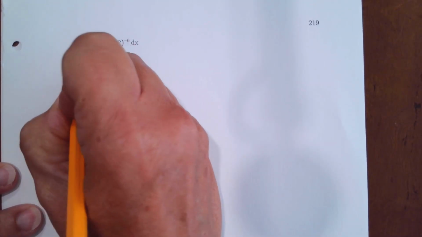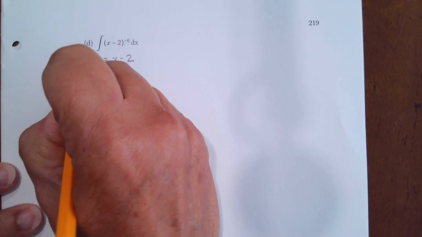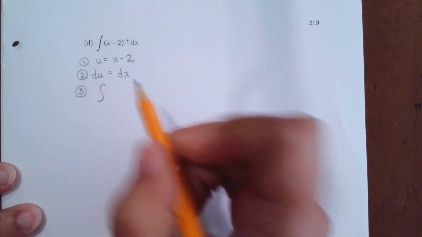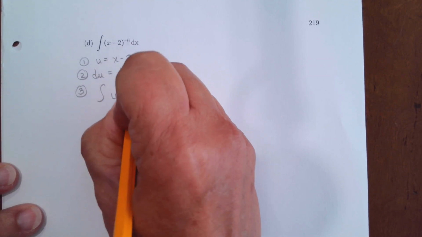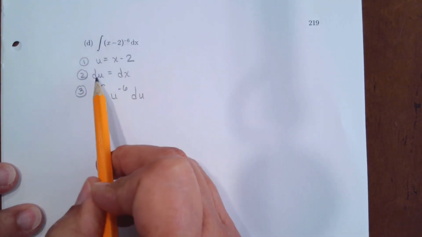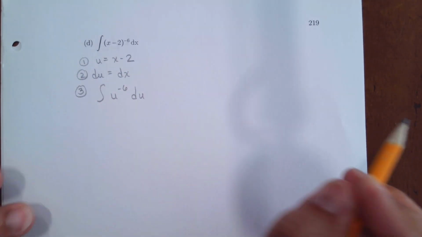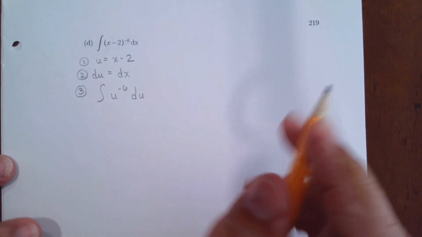Okay, so there's step 1, step 2. Step 3 is to do the u substitution. So in place of x minus 2, I'm going to put u. And in place of dx, I put du. So there was nothing else in there I had to worry about. So this one's kind of straightforward.